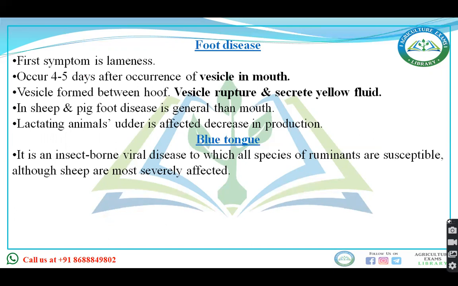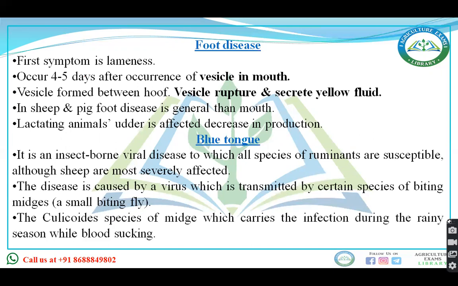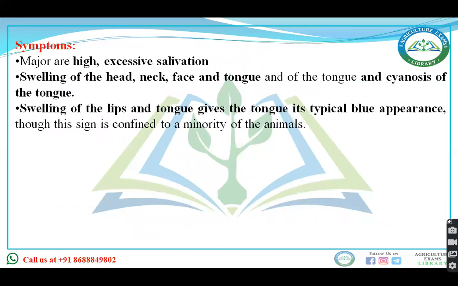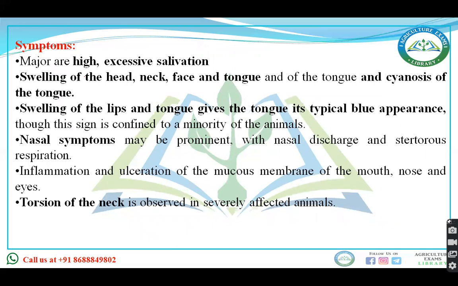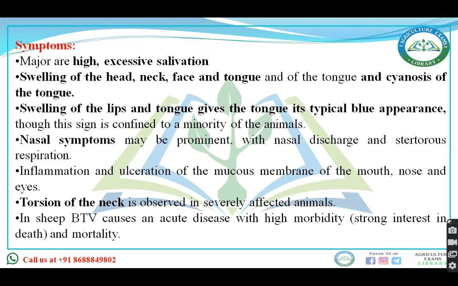Bluetongue disease, this is also an insect-borne viral disease in ruminants. And when you talk about the symptoms, there will be torsion of the leg, swelling of the lips and tongue. Swelling will be in the head also. There will be excessive salivation.